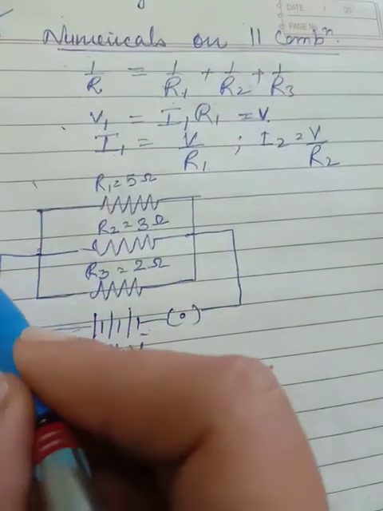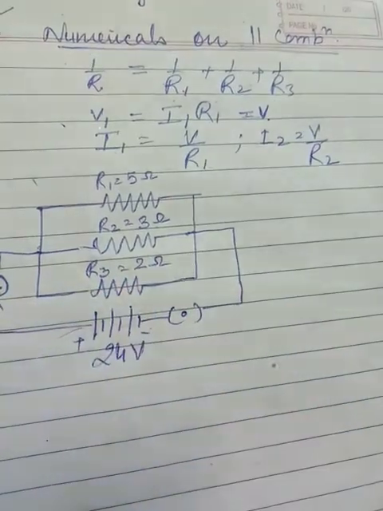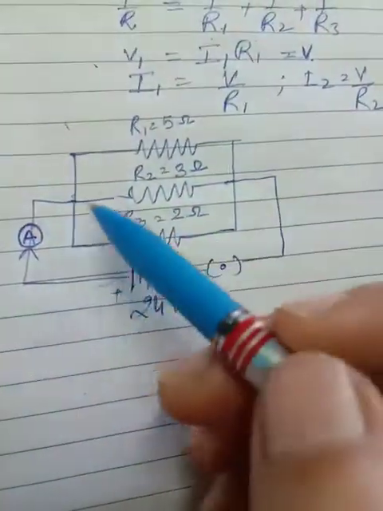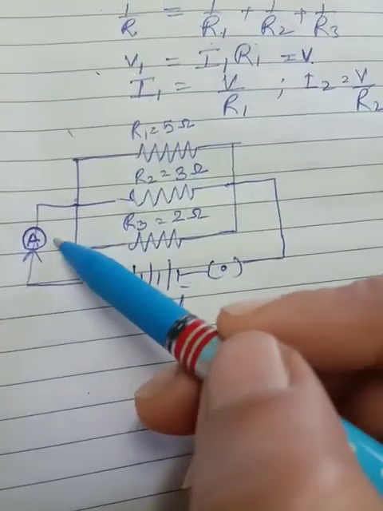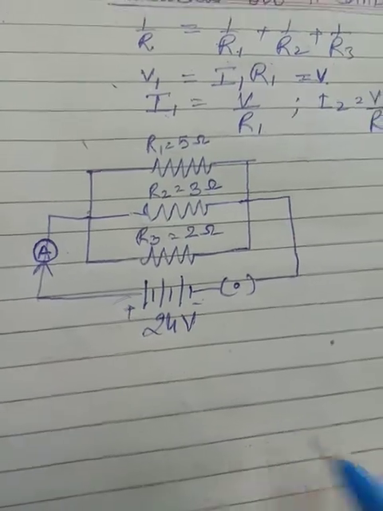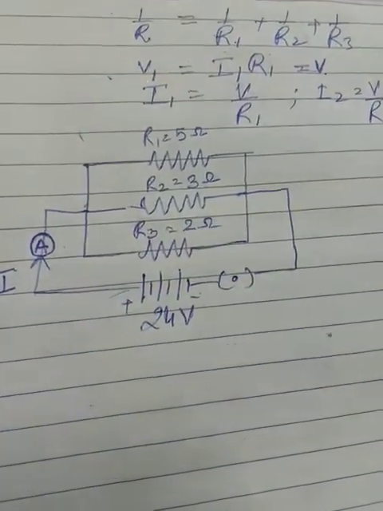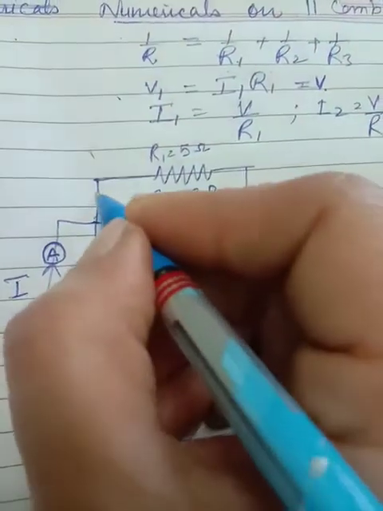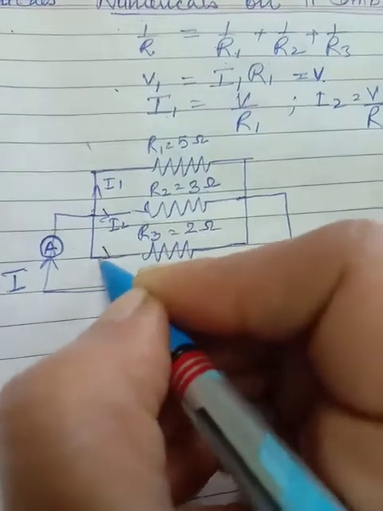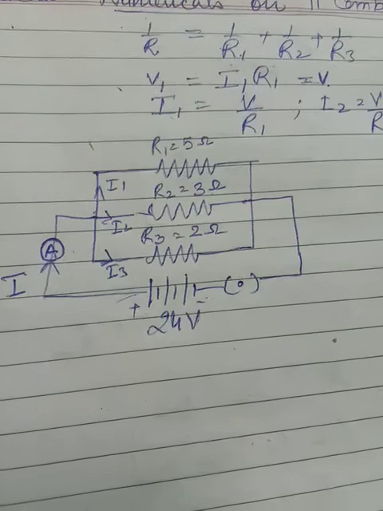Sometimes we can also add an ammeter here. The ammeter gives you the amount of current. So sometimes it is asked what is the value of the ammeter, which means what is the reading in the ammeter, basically they are asking about the current through the conductor. Suppose I is the total current in this circuit. I1 is the current through arm 1, I2 is the current through arm 2, and I3 is the current through arm 3, meaning resistor 3.